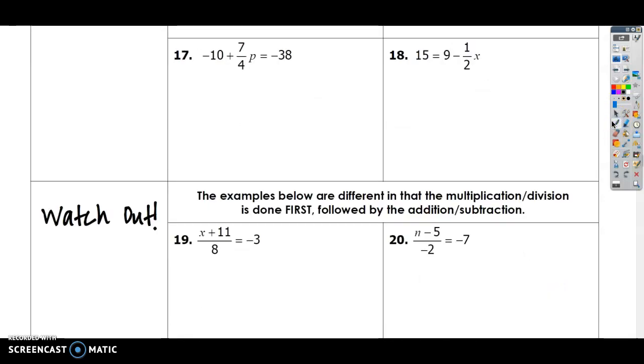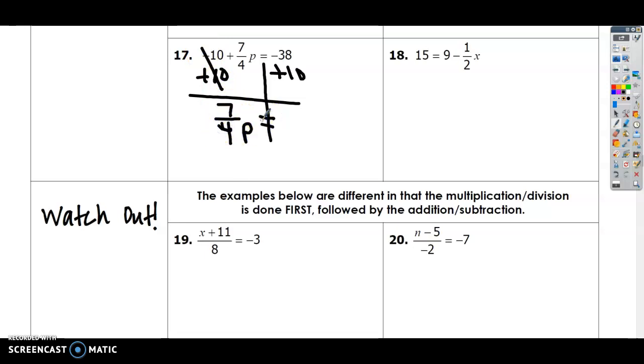All right, moving on to number 17. Bring down my line from my equal sign. I've got a negative 10, so I need to add 10 on both sides. I'm going to have 7/4 p come down.